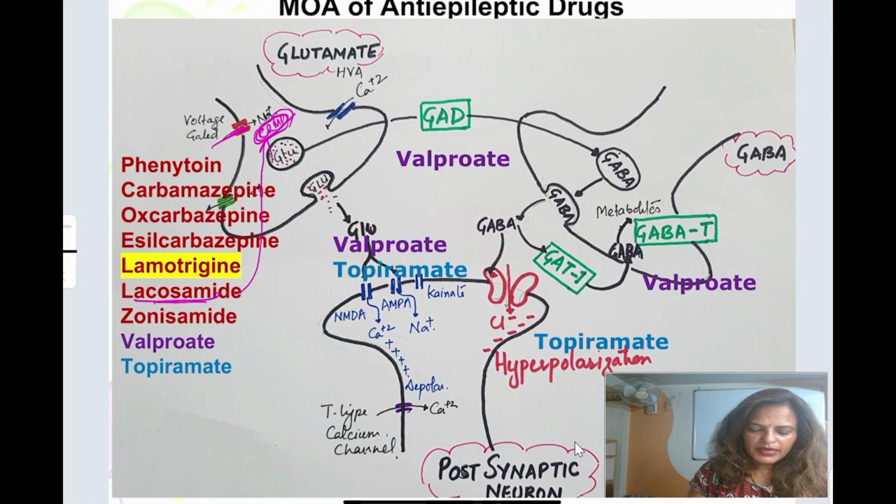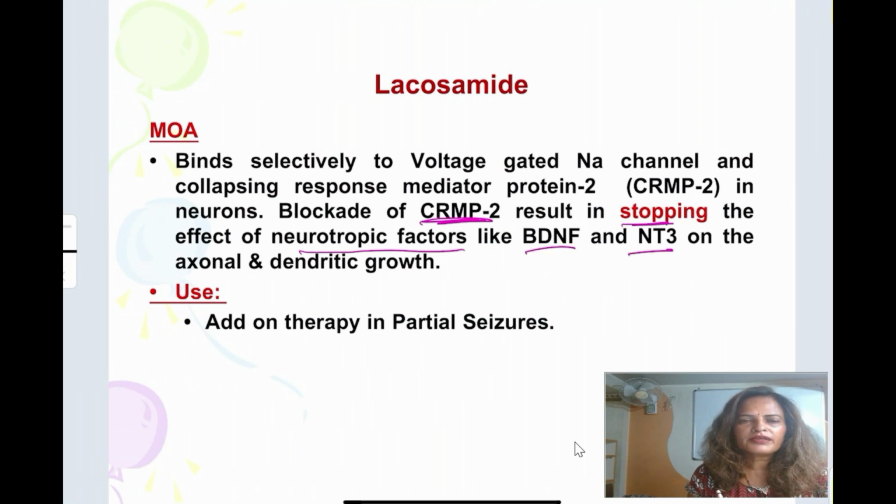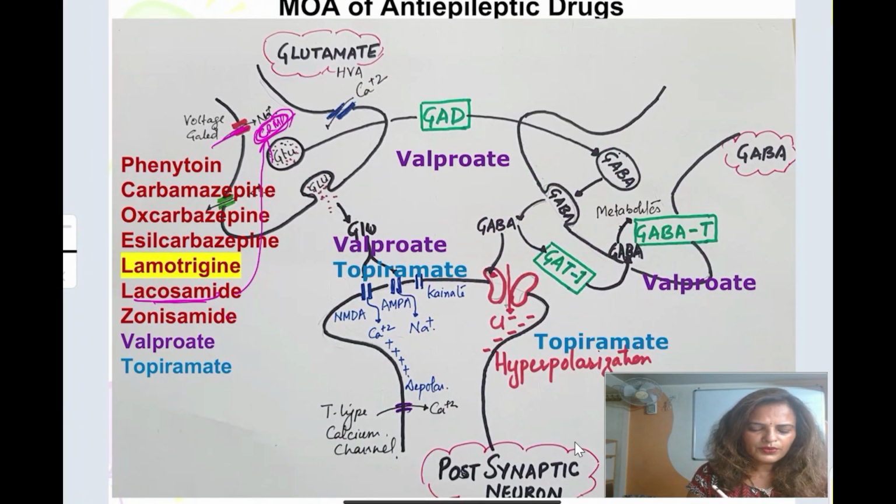So what will happen, it is going to block this. So it is going to stop the effect of the neurotrophic factors, that is brain derived neurotrophic factor and neurotrophin 3. So there will be no growth. So this is also used as an add-on therapy. So this is a newer drug. Lacosamide will be there, after that Zonisamide, okay, and Topiramate. All these are the newer drugs that come under this.